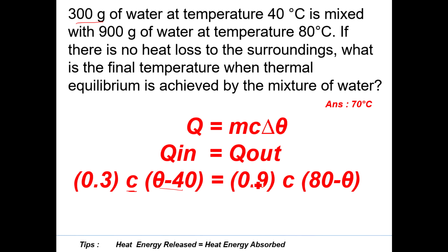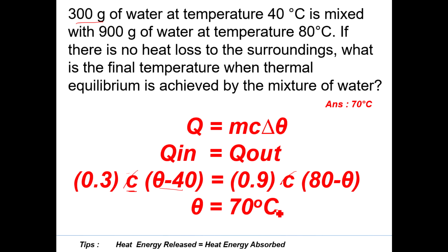And then for the Q out, use the same formula. In this case, c is the same, the specific heat capacity of water, so you can cancel it. And you use your calculator to calculate theta. Okay, use your mathematics here. You need to expand the equation first, and calculate theta. So from here, you will get theta equal to 70. Don't forget the unit, degrees Celsius.